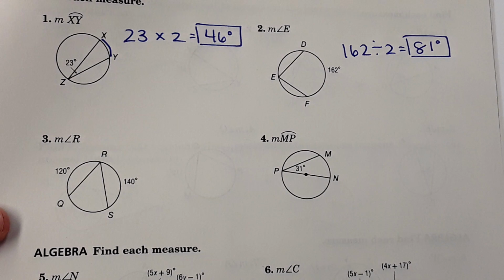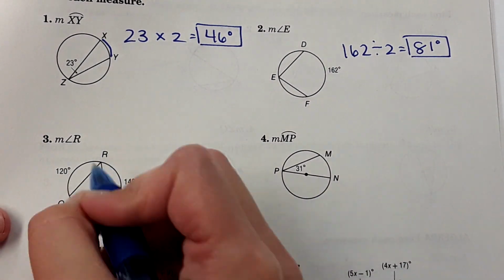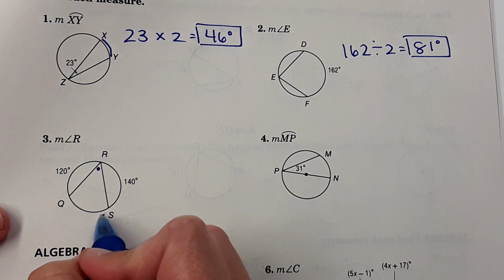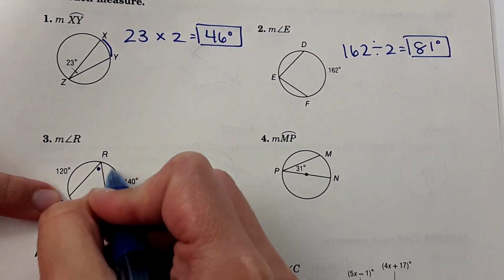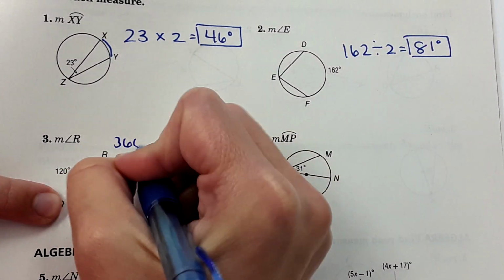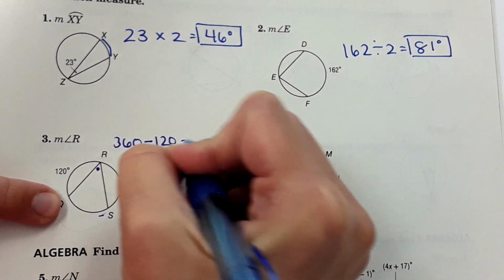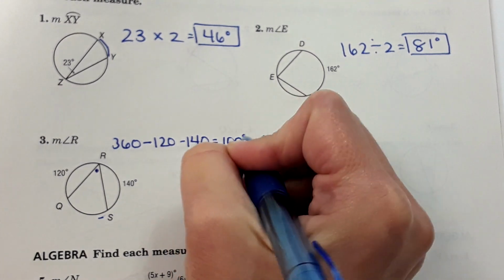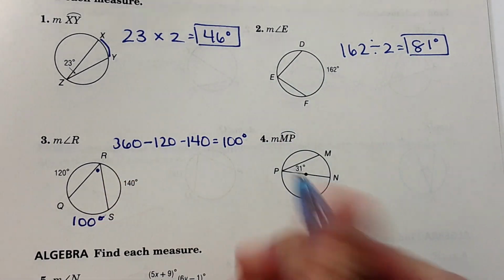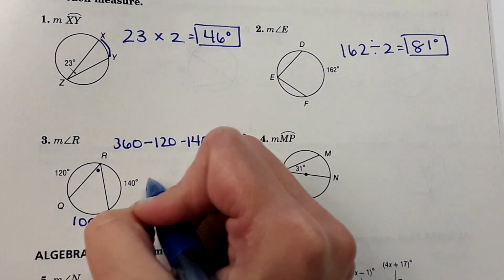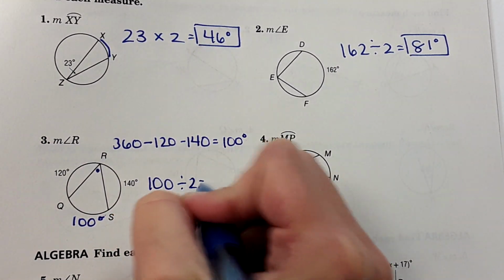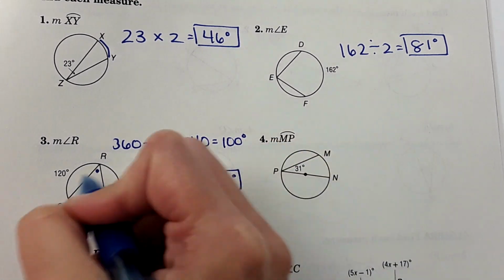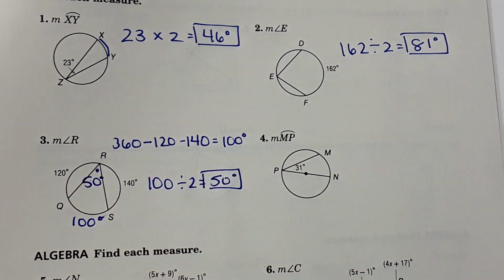Number 3, they want to know the angle measure of angle R, which is right here. They do not give us this arc measure right here. We have to figure it out. We're going to take 360, subtract 120, and subtract 140 to get 100 degrees. So that is the arc measure here. This angle is half of that, so 100 divided by 2 is 50. So we get 50 degrees for angle R.